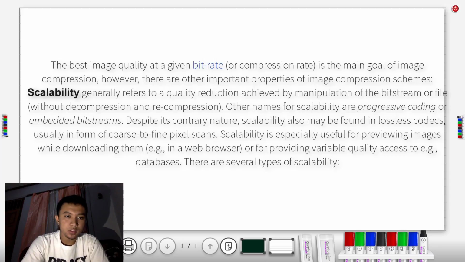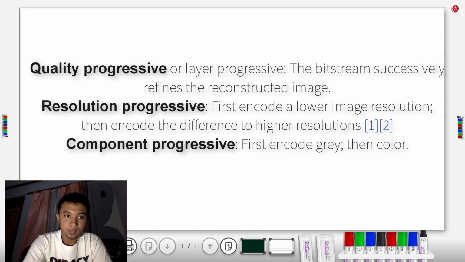The first one, quality progressive or layer progressive. The bitstream successively refines the reconstructed image. The second, resolution progressive. First encode a lower image resolution, then encode the difference to higher resolutions. And the last one is component progressive. First encode gray, then color.